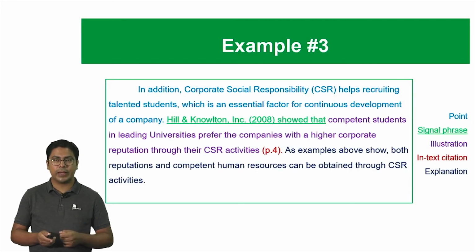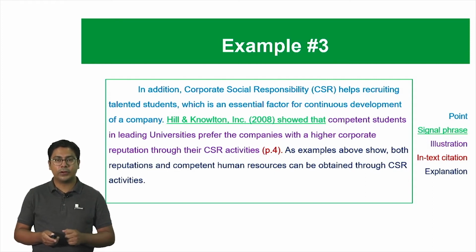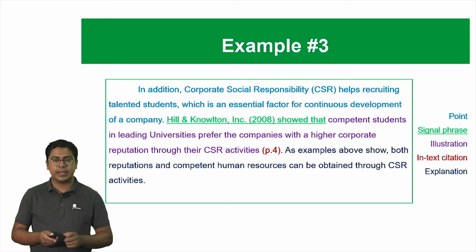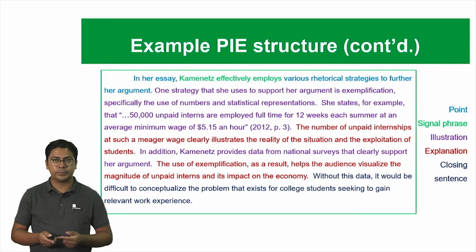Let's move on to the third example. In this one, we can see each sentence in a different color, and each color is represented in the color code next to the paragraph. The point is the first sentence that is in blue. Then we have the signal phrase in green, and it is also underlined. The illustration in purple, the in-text citation in red, in this case it's the page number, and the final sentence in dark blue represents the explanation. You can read this paragraph later on your own.